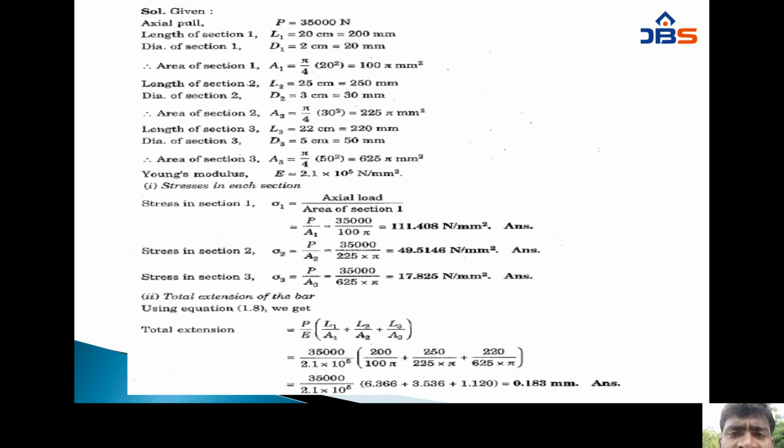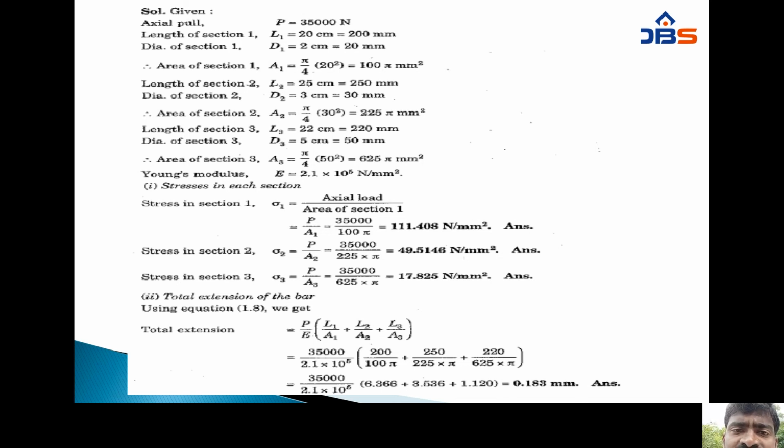In this, the given data is axial pull P equal to 35,000 newtons. The length of section 1, L1, equal to 20 centimeters, that equals 200 mm. The diameter of section 1, D1, equal to 20 mm. Next, the area of section 1, A1, equal to pi by 4 into D square, with D equal to 20, that equals 100 pi mm square.